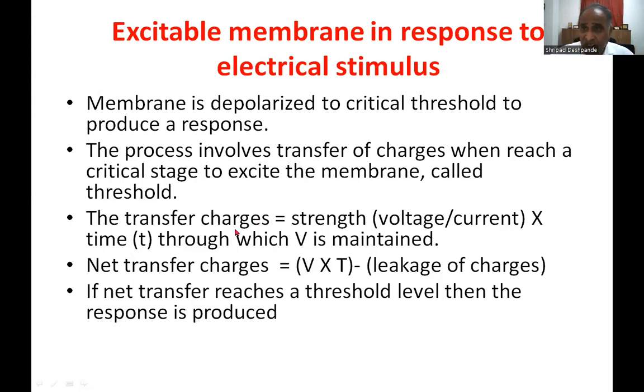However, in a biological membrane, like the excitable membrane, either a nerve or a muscle or a heart or wherever, what happens? It's not a static membrane, it is a dynamic membrane. If the charges are transferred across the membrane, there is what is called a leaky current. Some of the charges move out because if they are more, they move out. The greater the time they are allowed, the faster or greater their movement. So that means net transfer of charges is equal to the voltage times the time, or voltage into the duration, subtracting the leakage of charges resulting because of the duration of application. So if the net charges transferred reach a threshold level, then that would produce a response. That's the basis of this.